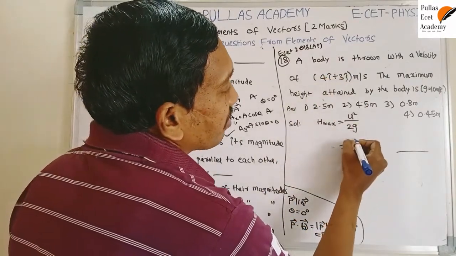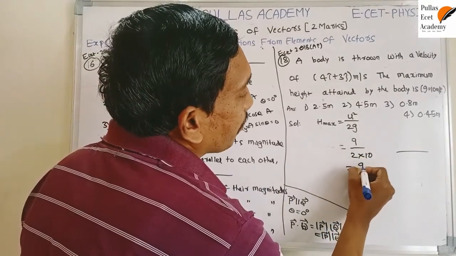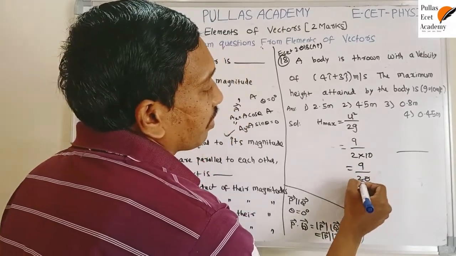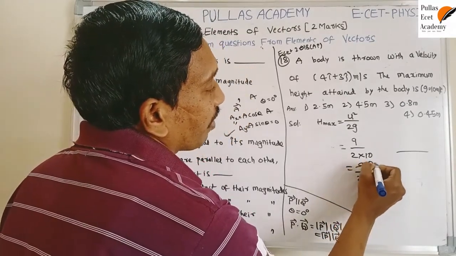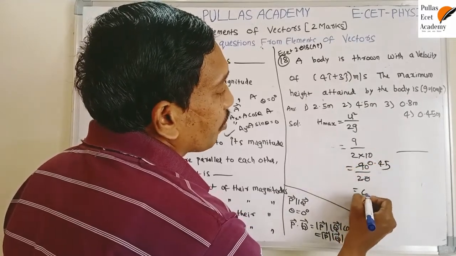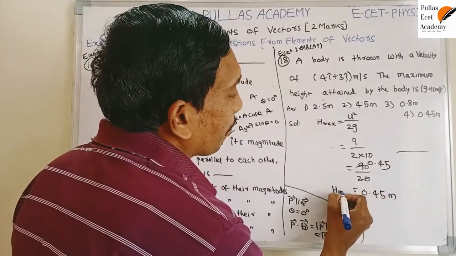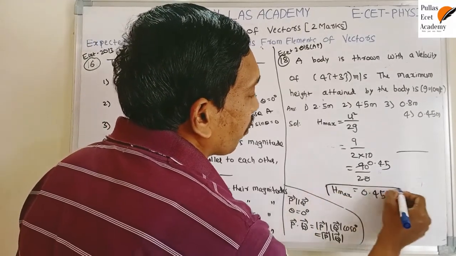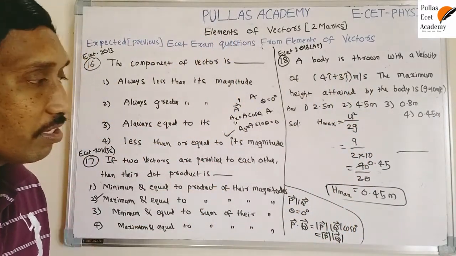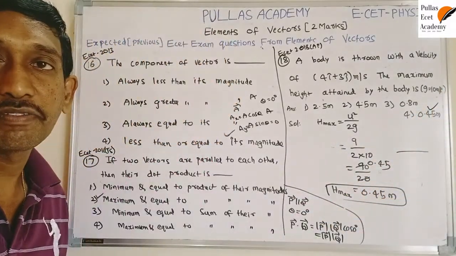3 square means 9 by 2 into g, given as 10. That means 9 by 20. If you cancel it, you get 0.45 meters. This is called the maximum height reached by the body when it is projected with this velocity. That's the answer. Which is correct here? Fourth option is the correct answer.